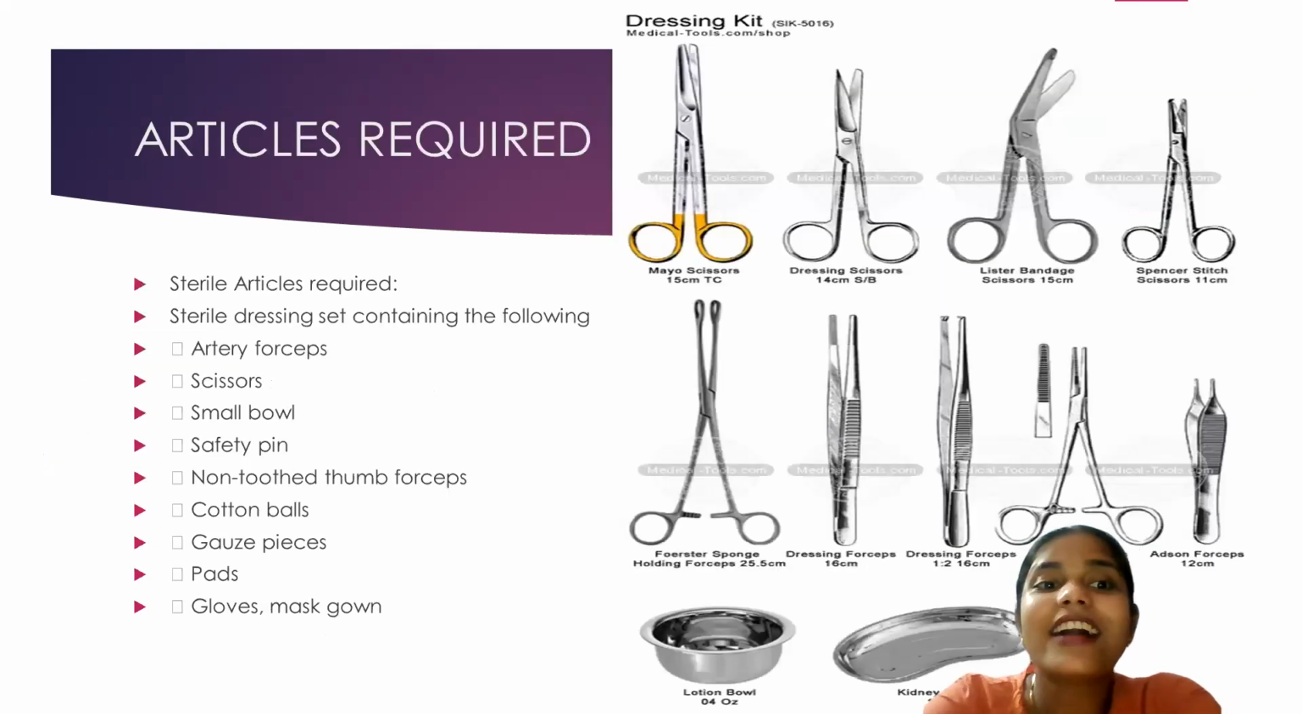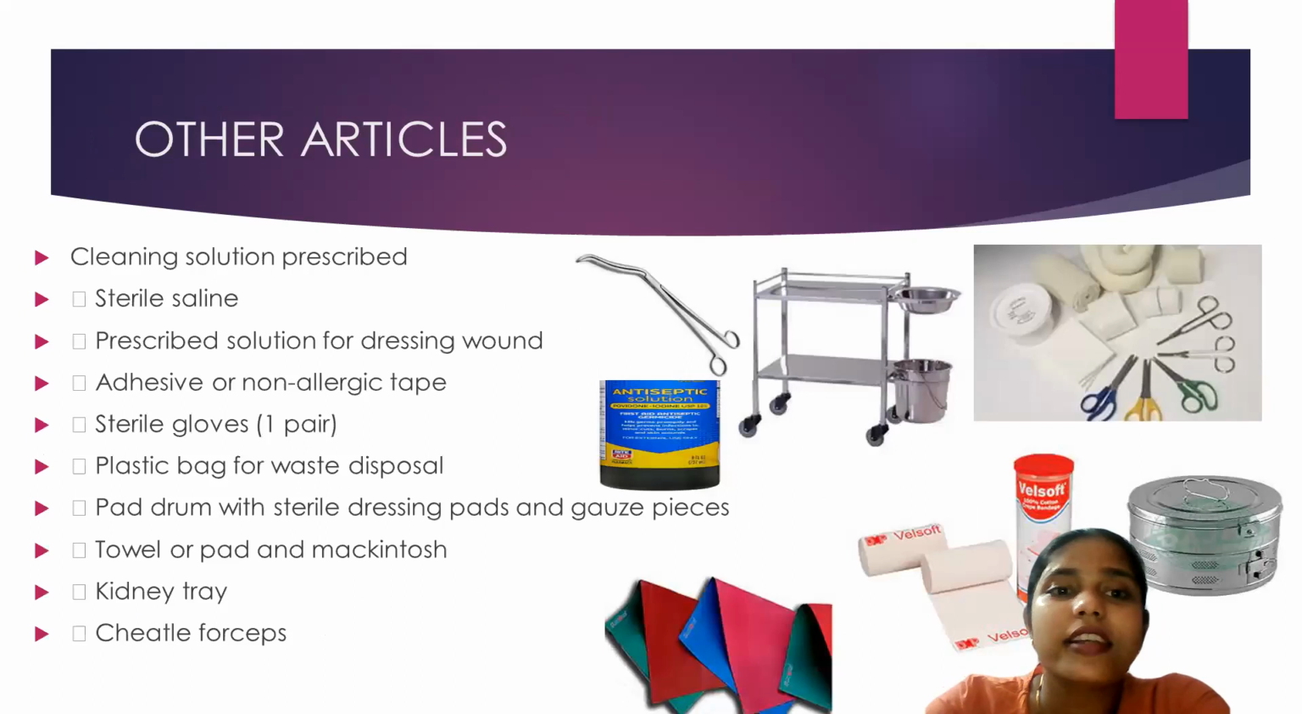And next you can see articles required for the dressing. First one is sterile articles. Sterile dressing set should contain the following. It includes artery forceps, scissors, small bowl, safety pin, non-toothed thumb forceps, cotton balls, gauze pieces, pads, gloves, mask, and gown.